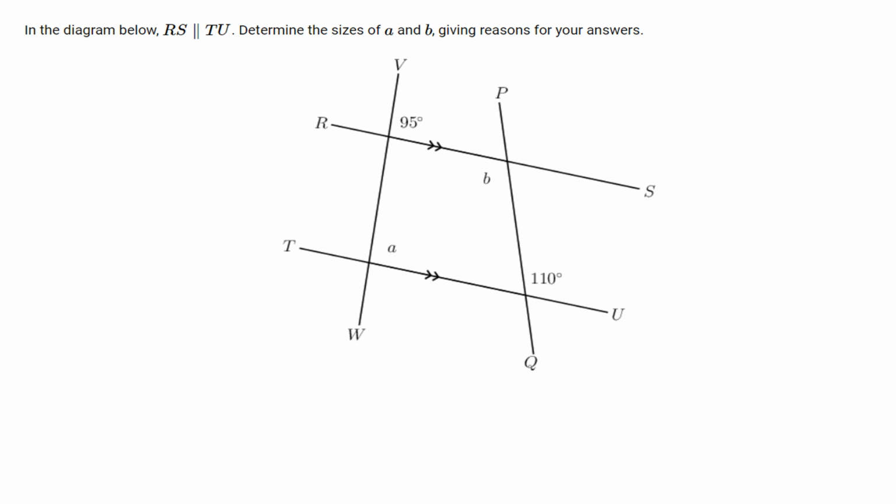So, as you can see in the diagram, we have to calculate the sizes of A and B, and we have to provide reasons. In the diagram, we have RS parallel to TU.